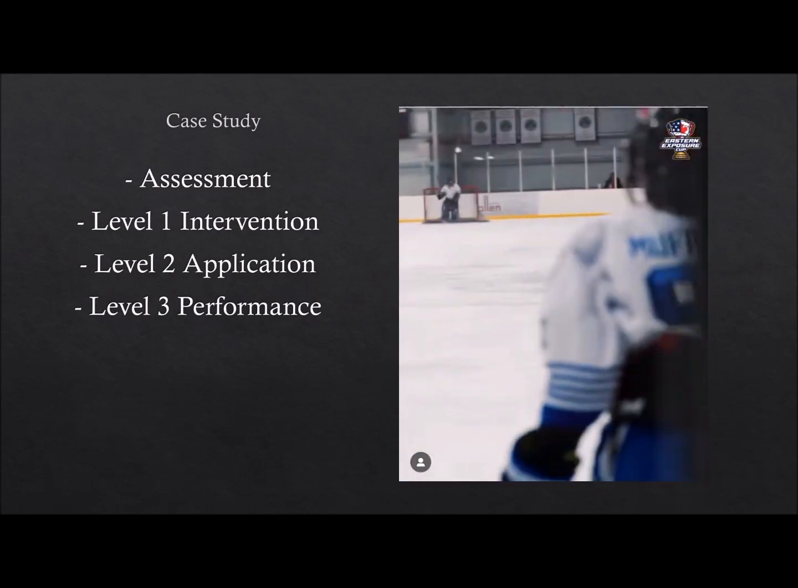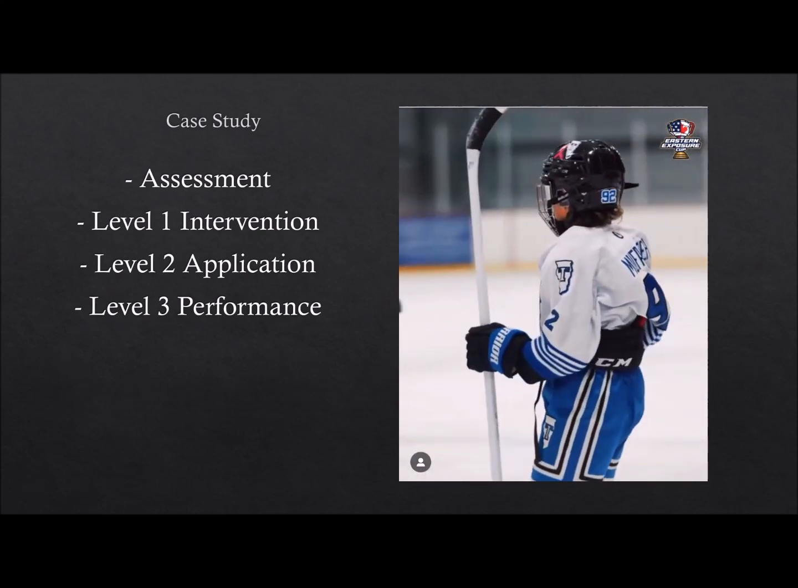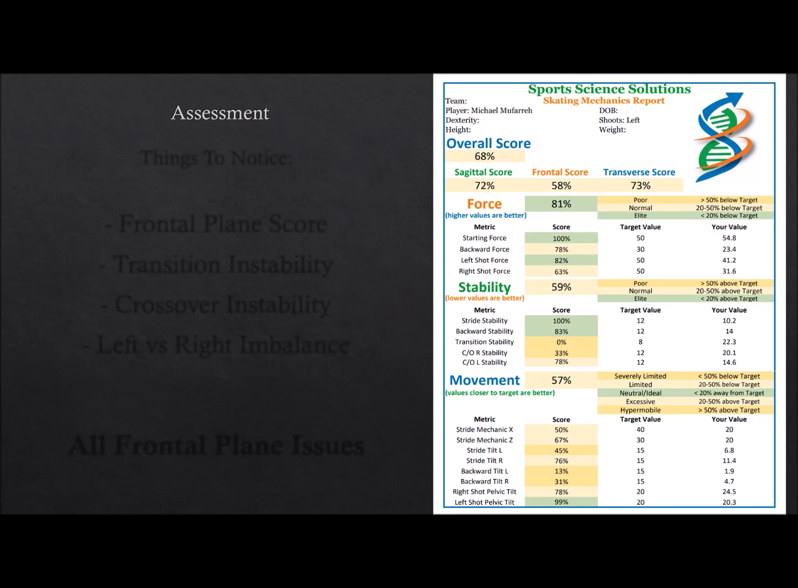So high level play, lots of skill. We're going to break down exactly what we see in that video. So some things to notice about Michael's assessment. First is the frontal plane score. So if you look at the top of the assessment here, you'll see the overall score, and below that, the sagittal, frontal, and transverse plane scores. So those are the scores that are specific to the measurements we took for that athlete in those planes of motion. Now, Michael's frontal plane score is clearly lower than his sagittal and transverse plane scores. So that's something that we're going to take note of immediately.